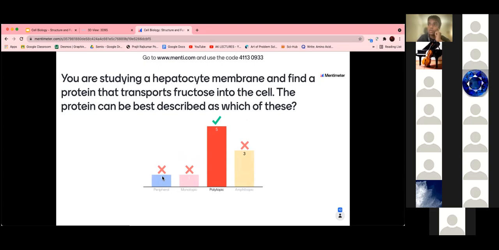So with the peripheral protein, that's not super likely since it's just attached to the outside of the cell. With the monotopic protein, it only spans part of the membrane, so you can only bring glucose in part of the way. With the polytopic protein, it spans the entire membrane, so you can bring the sugar the whole way through and into the cell. And with the amphitropic protein, it's only attached to the cell part of the time and it doesn't span the whole bilayer, so it's also unlikely to be able to bring fructose in the whole way.